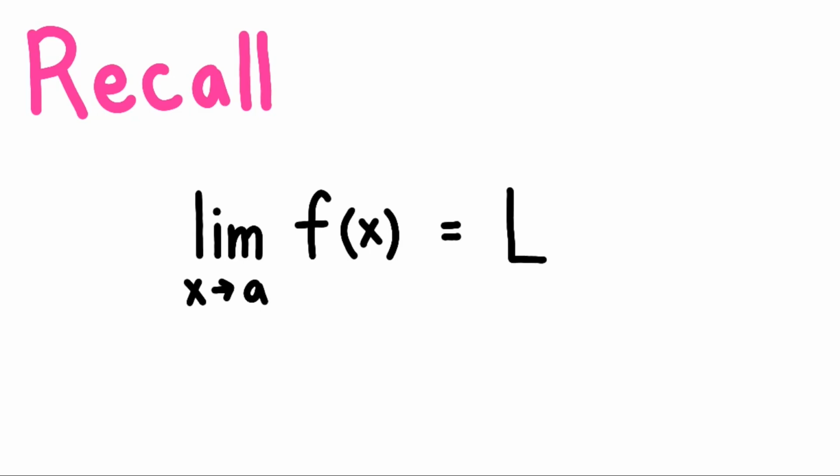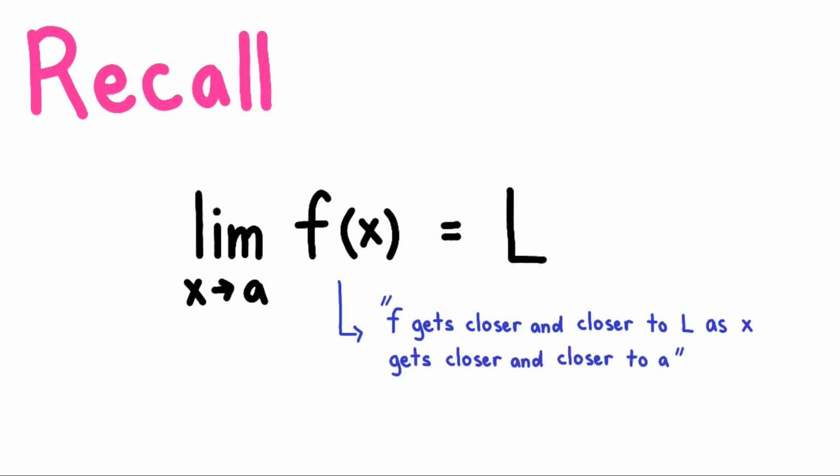Hello there. Recall that in a previous video, we defined informally what limits are. So informally, the limit of f of x as x approaches a is L means that f gets closer and closer to L as x gets closer and closer to a. In this video, we'll define formally what limits are. More specifically, we'll try to explain in mathematical terms what we mean by closer and closer.